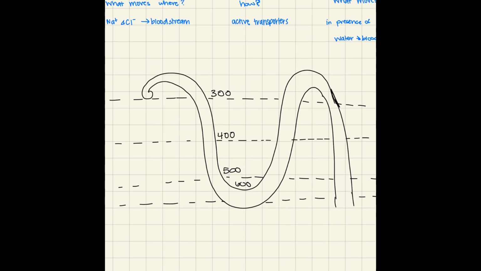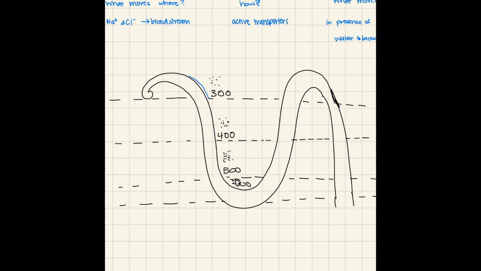Anyways, so we know that when blood enters the glomerular capsule, it has an osmolarity of 300 milliosmol, right? So if we draw a little picture, that's how many dots we would have. And then 400, we have some more, and then 500, and then 600, right? So we have an osmolarity of 300 when we enter our proximal tubule.